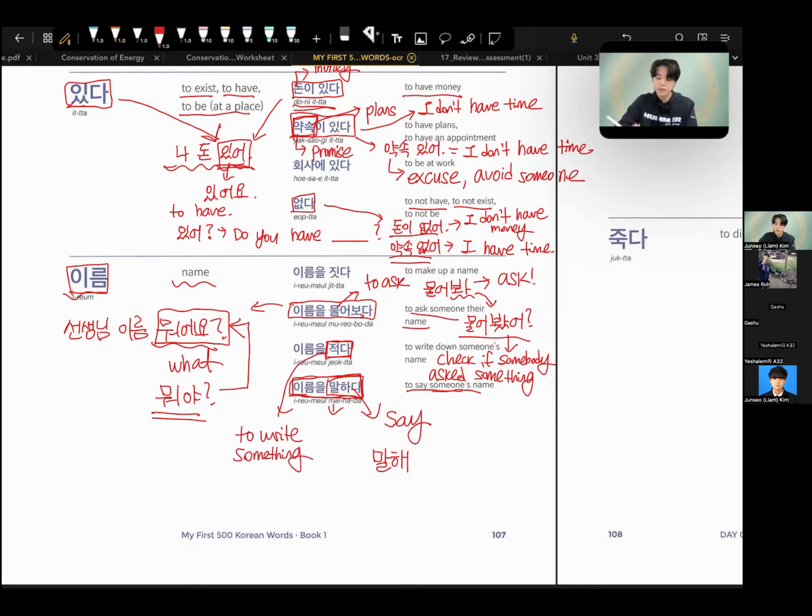So right now, I am writing something on the textbook, right? I'm writing something on my iPad. This is called 적다. We describe this action as 적다, to write. If you want to order someone to write down something, like a teacher asking the students to write something down, you can say 적어, as a command.